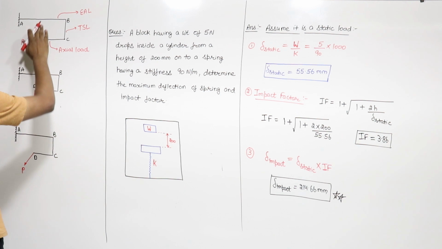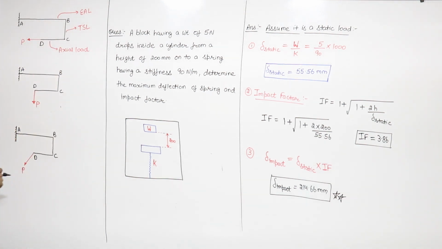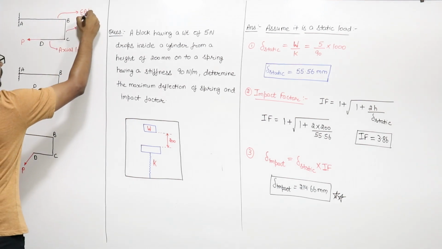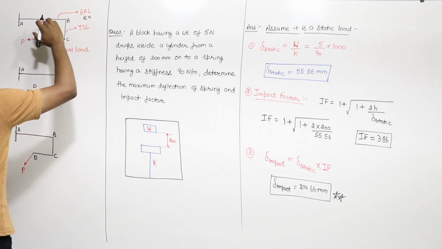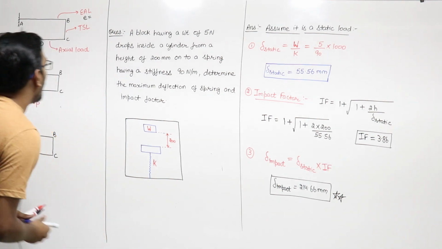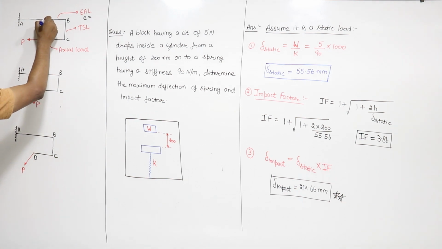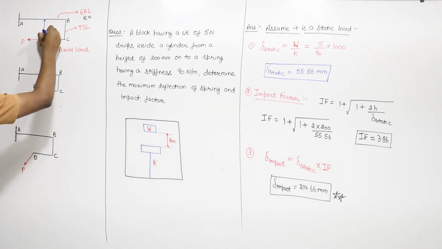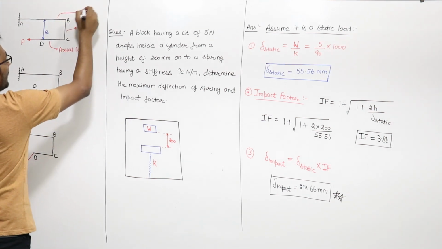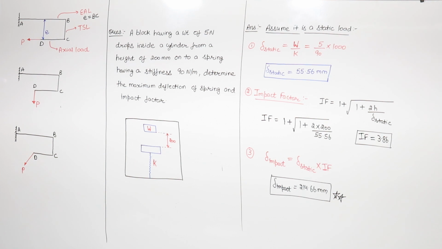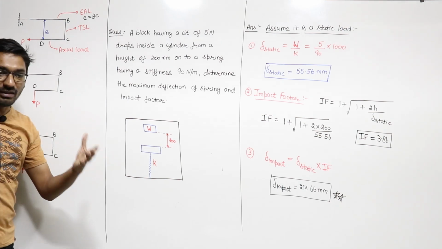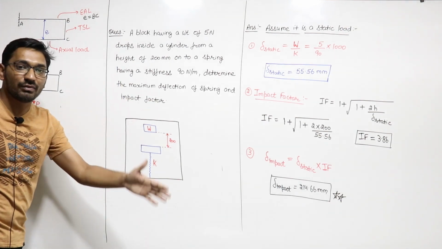So the load P for the member AB is an eccentric axial load, and the eccentricity will be equal to the perpendicular distance between the line of action of force and the longitudinal axis. So this will be the eccentricity E, which is equal to the length BC. So this load P is an axial load for member CD, a transverse shear load for member BC, and an eccentric axial load for member AB. This is how you can find which type of load it is for which member.